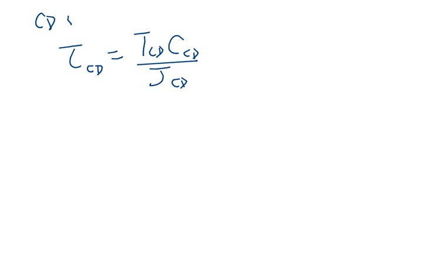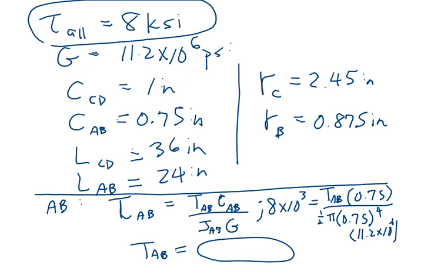So you're going to say for shaft CD that tau in CD is equal to T in CD, C of CD over J of CD. Okay? I made a mistake here in this previous slide. I'm sorry, it's TC over J. There's no G. I don't need this G here. Pardon me.